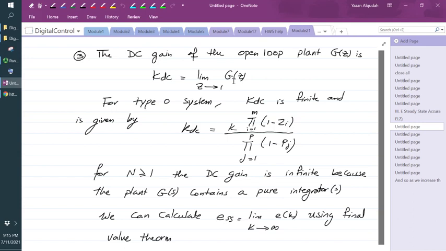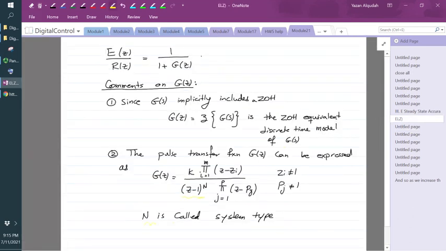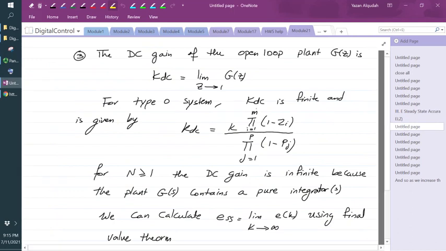Okay, so if we have a type 0 system, if N is equal to 0, which means G of Z does not have any terms of Z minus 1 to the N. In this case, this is a type 0 system. KDC is finite and is given by K, the multiplication of 1 minus Zi divided by the multiplication of 1 minus Pj. Again, we substituted Z equal to 1.